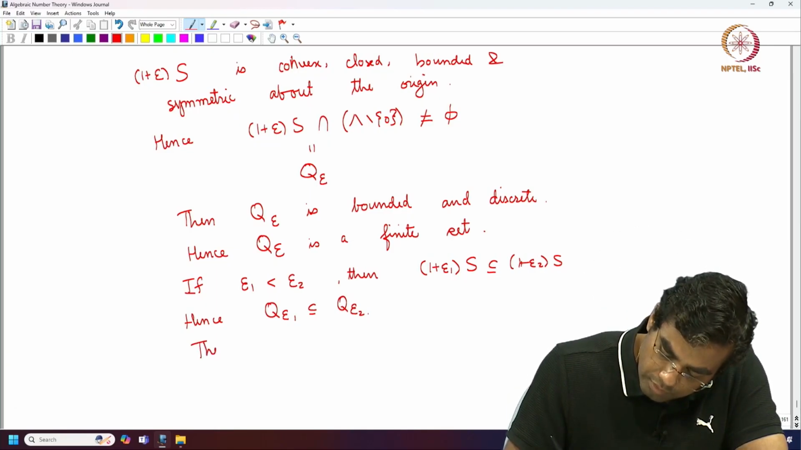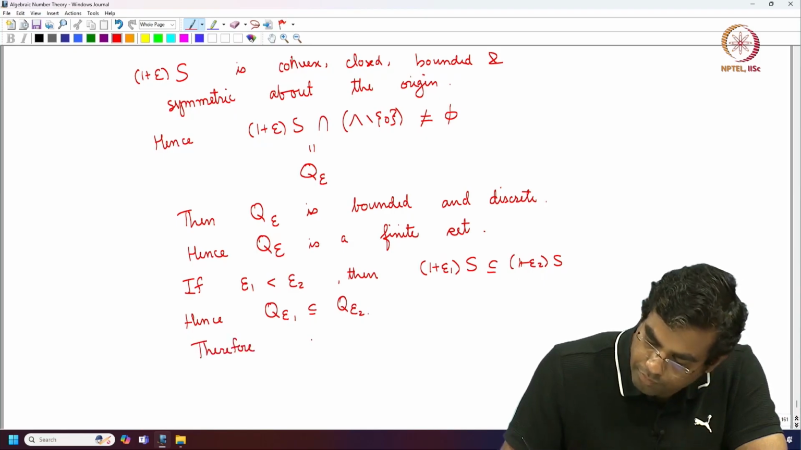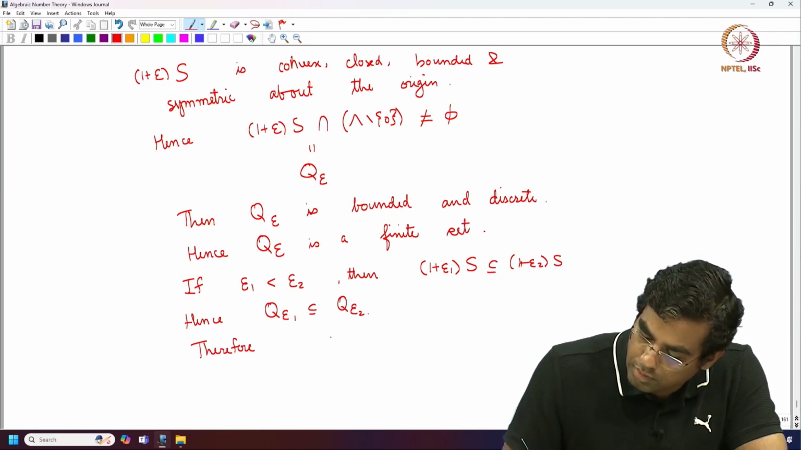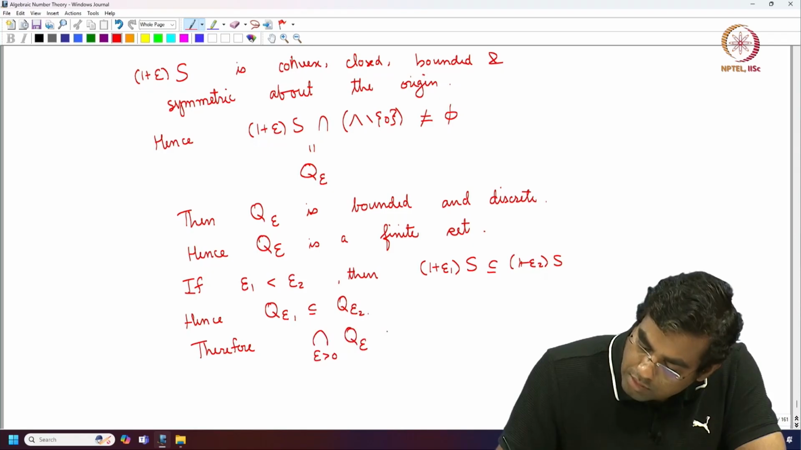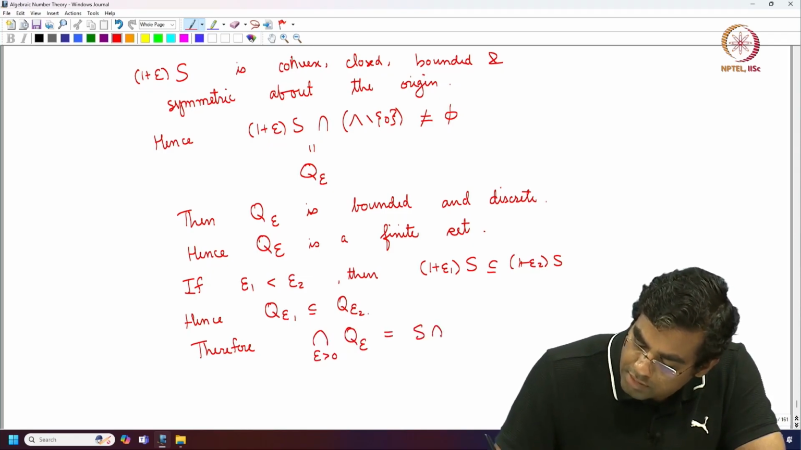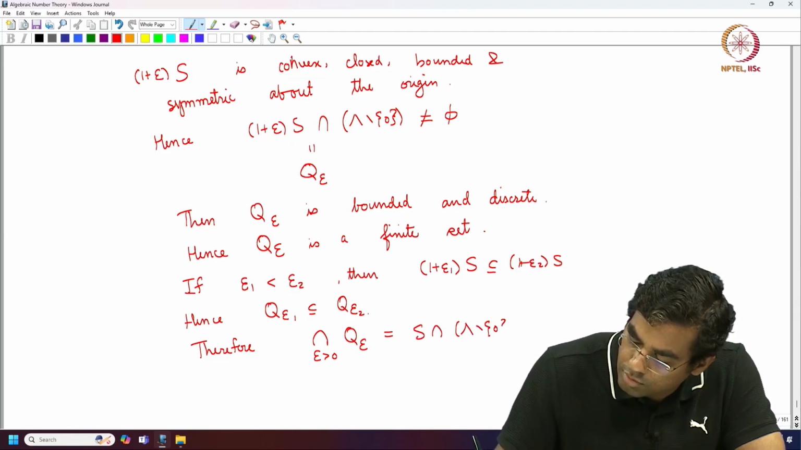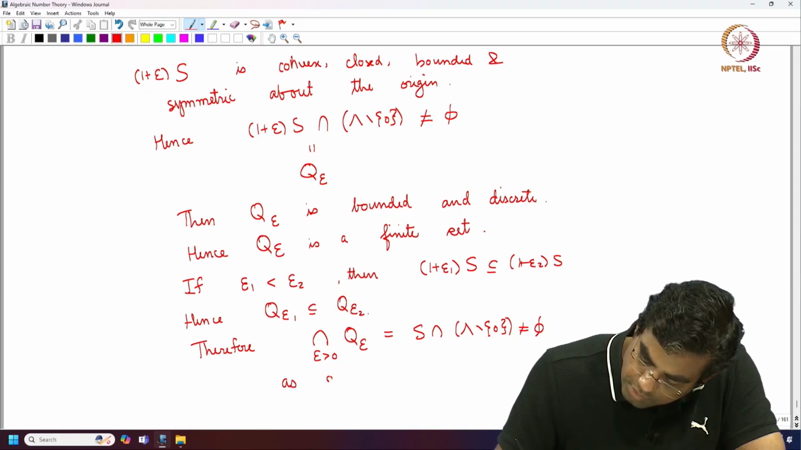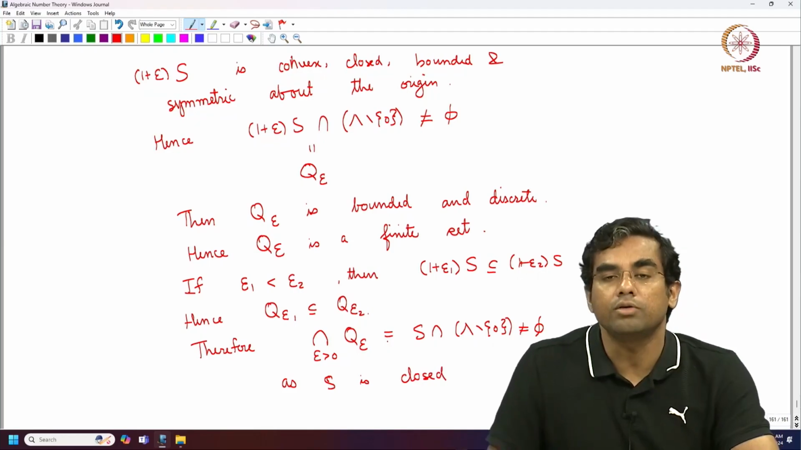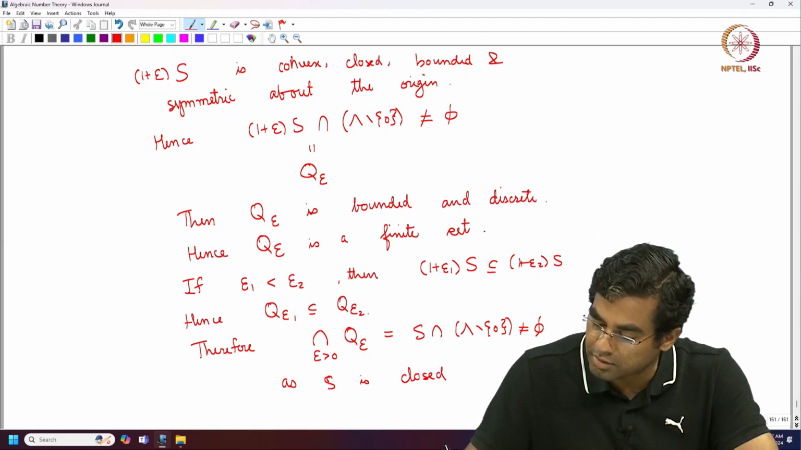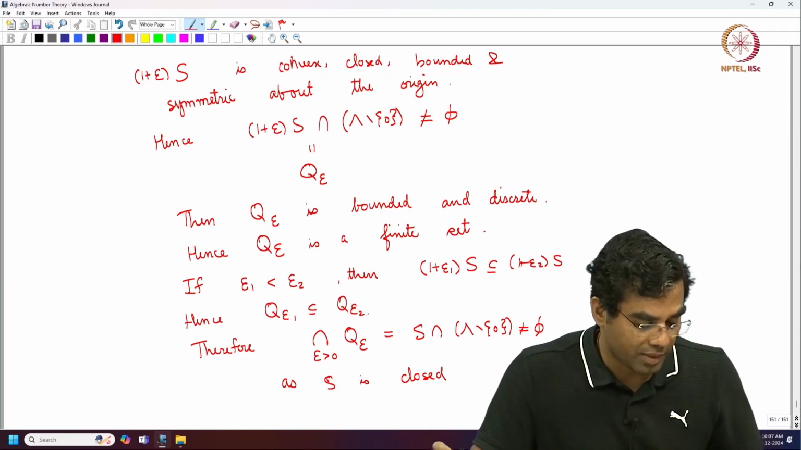Therefore, the intersection over epsilon greater than 0 of q epsilon is equal to S intersected with lambda minus 0, which is non-empty. Okay. So, the first equality here uses the fact that S is closed. So, this proves the lemma.